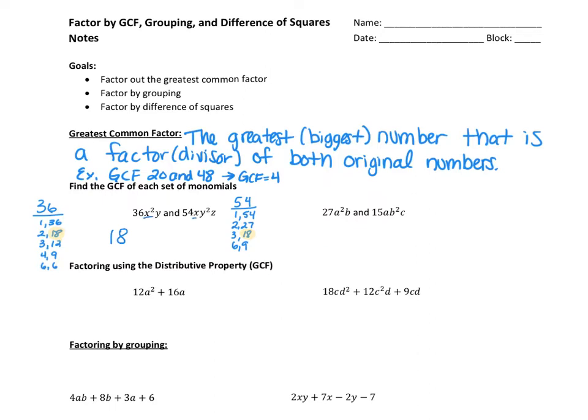Now if I look at the variables, my first term has 2 x's, my second has 1 x. So the GCF between both of those is just 1 x. Then I look at the y's. I have 1 y in the first and 2 y's in the second. So again, my GCF is just going to be 1 y, because it's the most I could take from both. I can't take 2 from both because one of them only has 1 y. Then my second term has a z, but there's no z in the first term, so that can't be part of the GCF since I can't take it from both terms. So my GCF for this first one is just going to be 18xy.